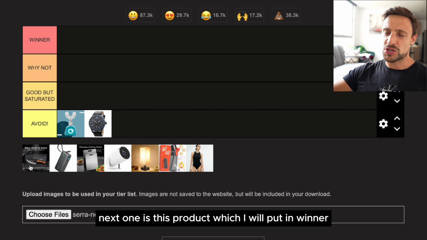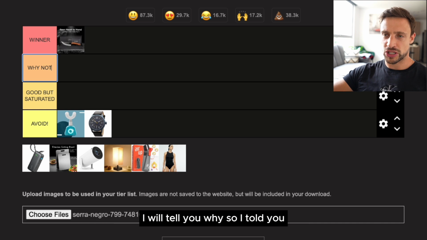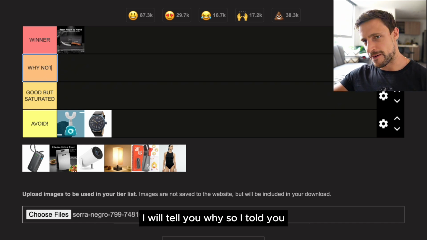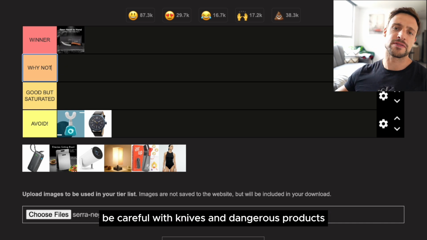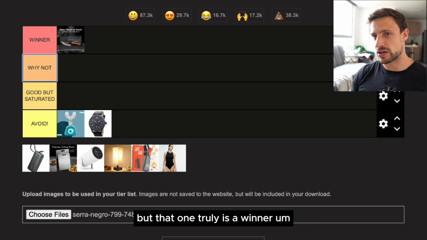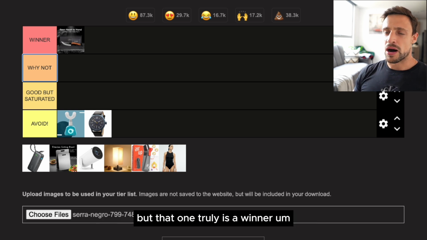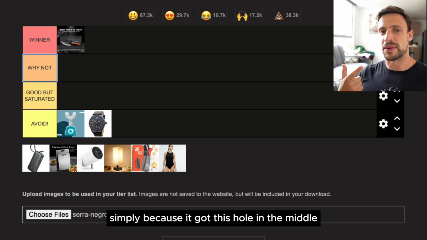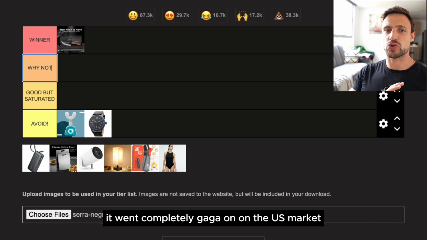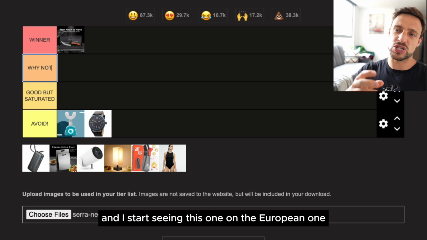Next one is this product, which I will put in winner. I will tell you why. I told you, be careful with knives and dangerous products, but that one truly is a winner, simply because it has this hole in the middle and it went completely gaga on the US market. And I start seeing this one on the European one.